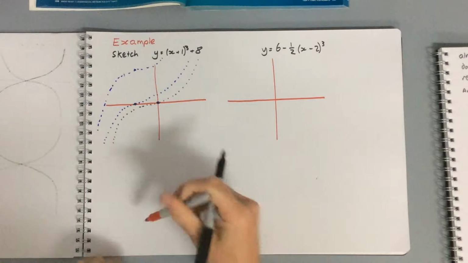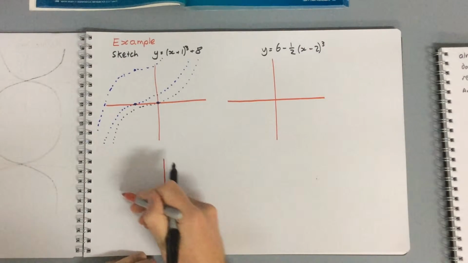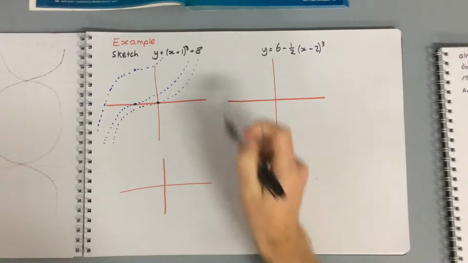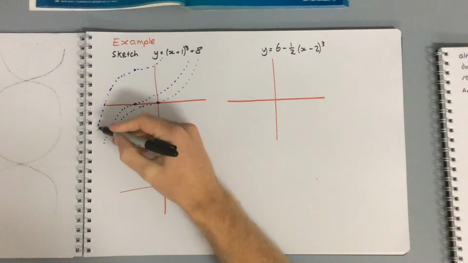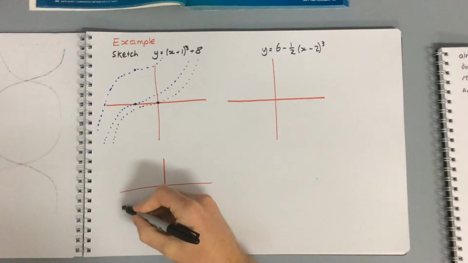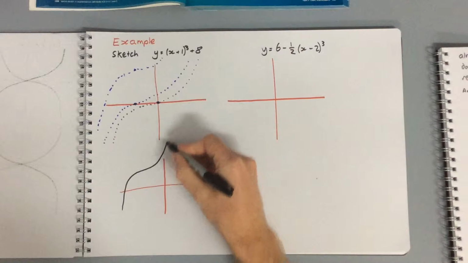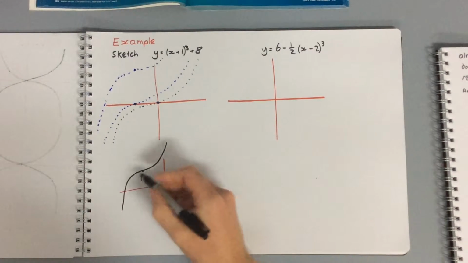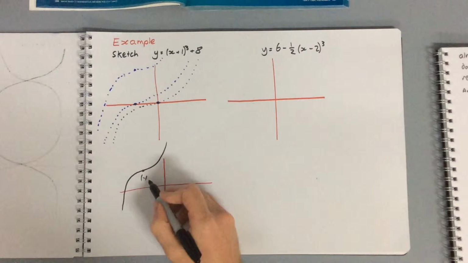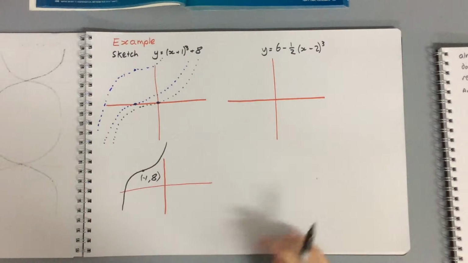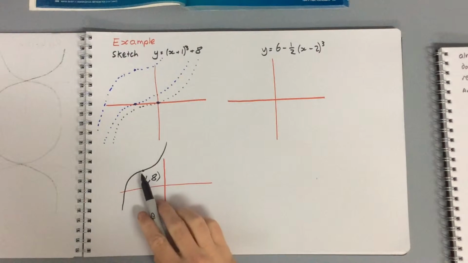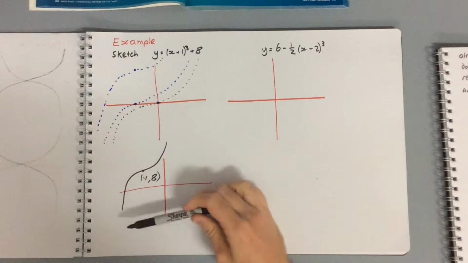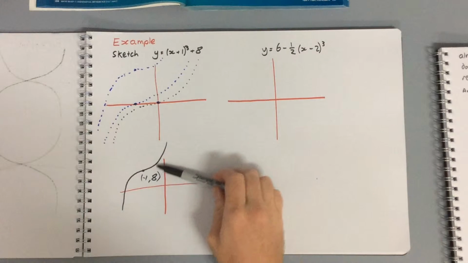I'll just redraw that so we can say that this equation here is going to look like this shape here, something like that. Just want to label it. So here we moved it across 1 and we moved it up 8. No dilation. So that's all good. That's the stationary point of inflection, where it changes from concave down to concave up.